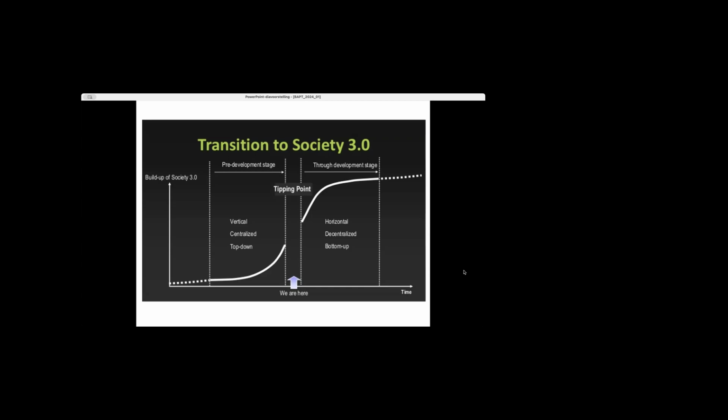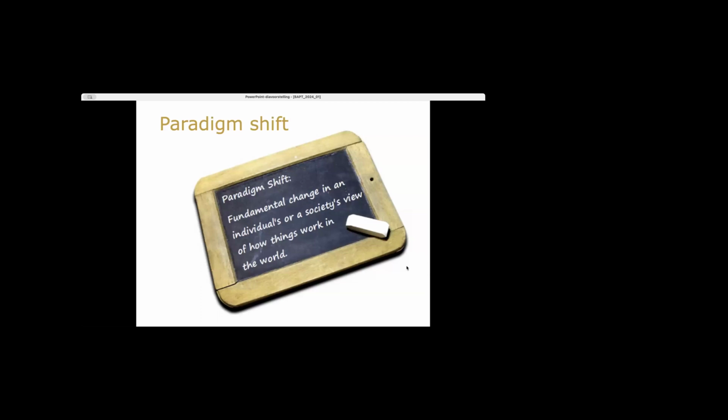We are going from one organized situation, organized society, to another one. And that changes people. People have to do something else. It's a paradigm shift. It's a fundamental change in an individual's or society's view of how things in the world work. And, you know, in the 50s, we had the vicar and the priest telling us how to do it. And in the 60s, 70s, their role was taken over by the doctors.